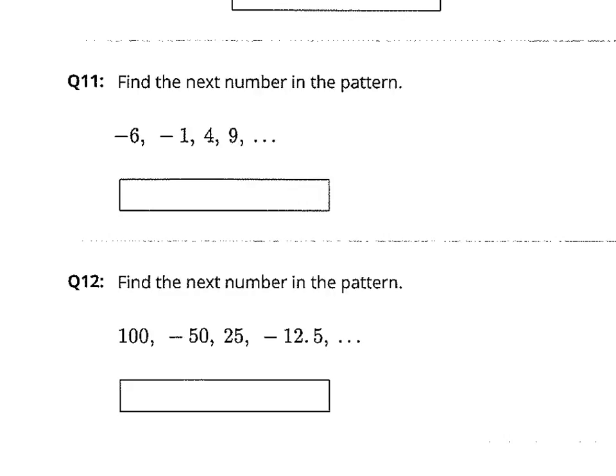Again, what's the next number? We go from 100 to -50 to 25 to -12.5. When you go positive, positive, negative, you're probably multiplying or dividing by a negative number. Okay, that would be my hint for you on number 12.